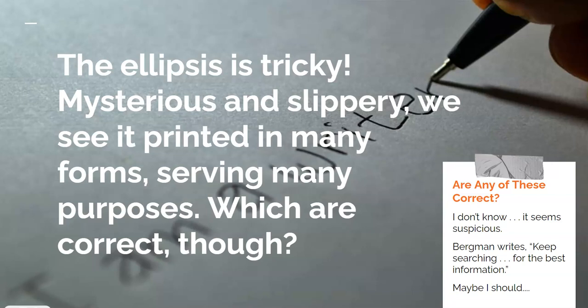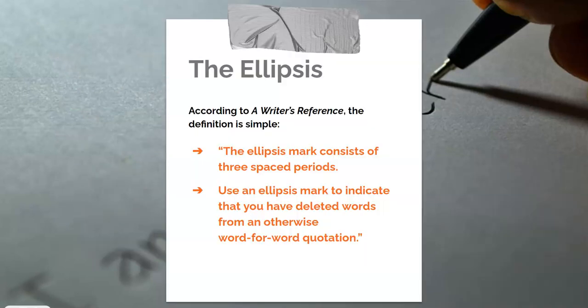And you'll also notice the spacing. On the final example, there are no spaces in between the periods, and there are 4 dots instead of 3. Are any of these even correct? Which ones? Well, according to our handbook, A Writer's Reference, the definition is actually pretty simple. The ellipsis mark consists of 3 spaced periods.